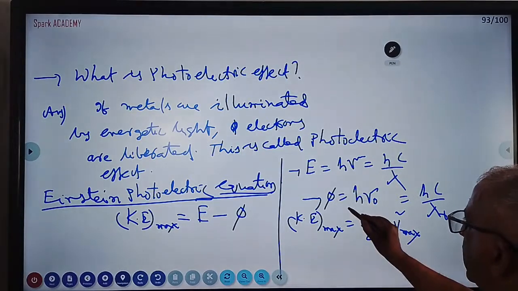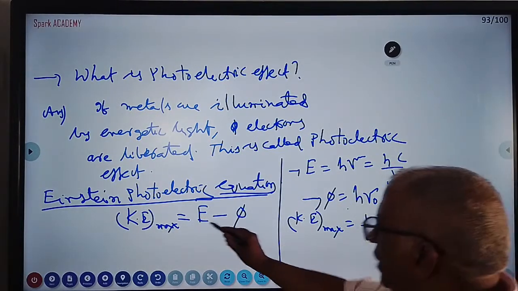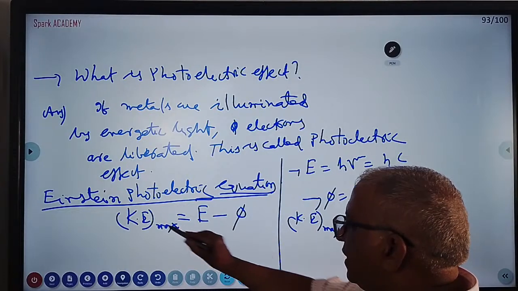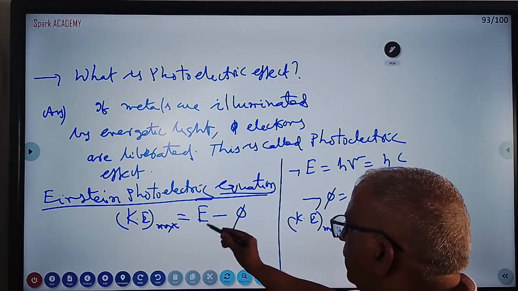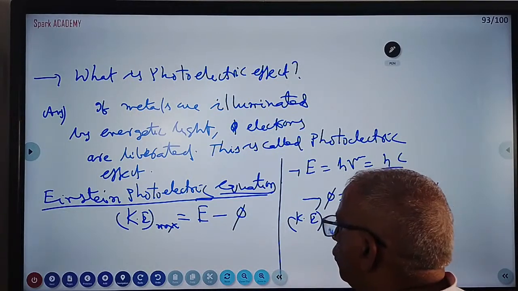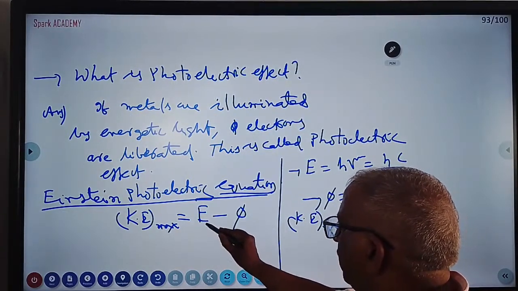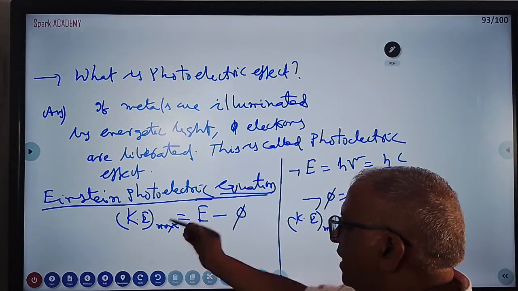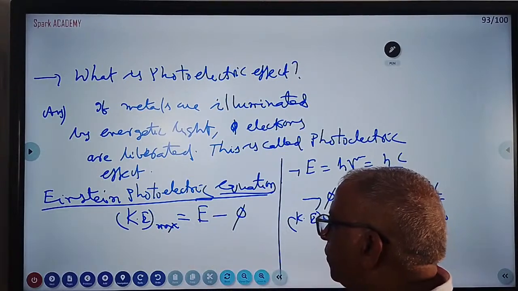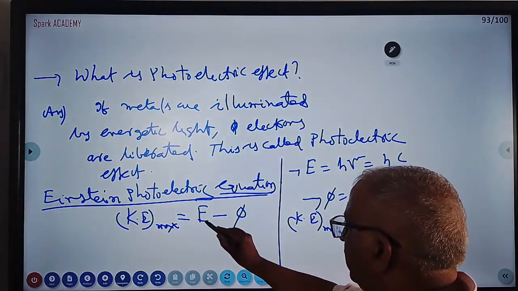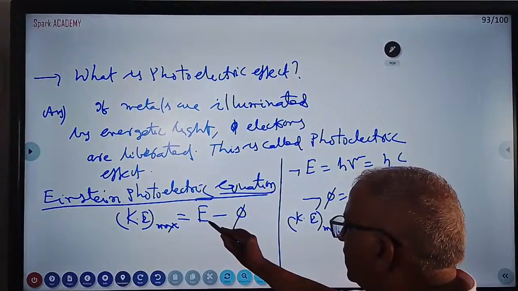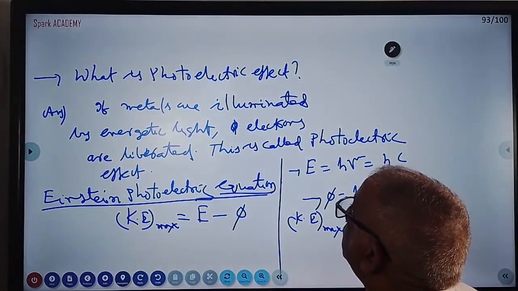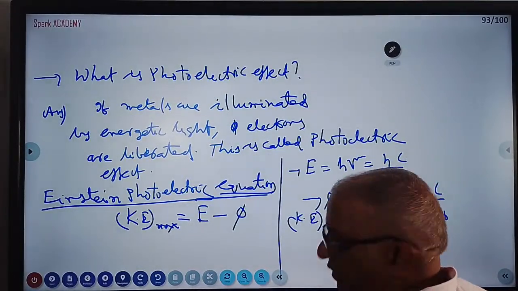So this energy should be greater than work function. If the energy is equal to work function, kinetic energy will be 0. If the energy is greater than work function, kinetic energy will be positive. Energy can't be less than work function, then the electron cannot be removed. If your incident energy is very faint, less than work function, it cannot remove the electron. There is no question of kinetic energy. Kinetic energy should always be positive. I think this is what you want.